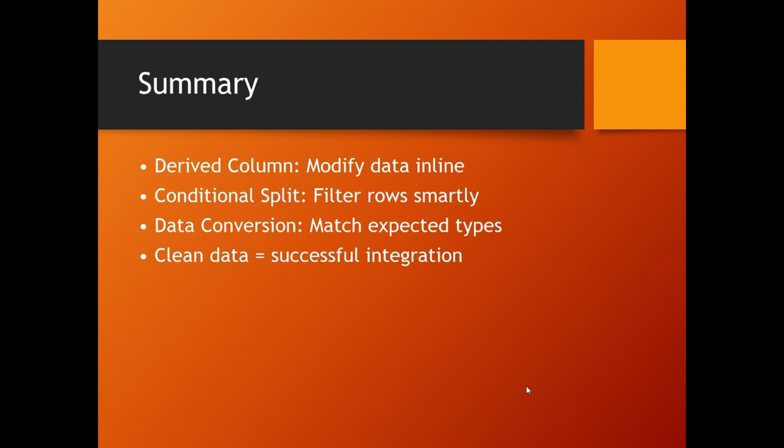So now to summarize, use derived column for inline transformations, use conditional split to filter unwanted records, use data conversion to fix type compatibility issues. So these transformations help ensure clean, reliable data before it's pushed into CRM or any destination.